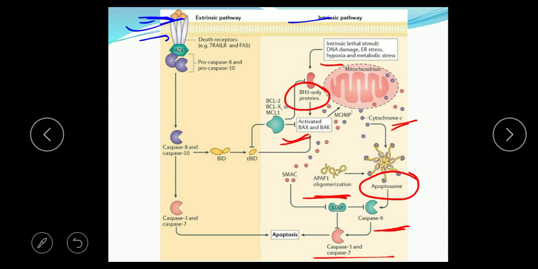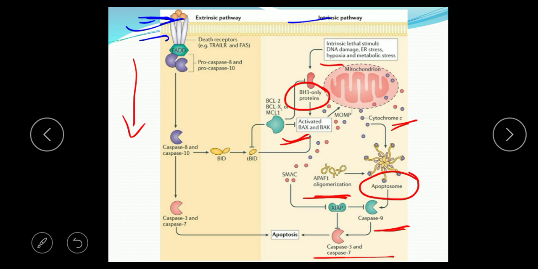The substances that were inhibiting or inactivating the nucleases or proteases get cleaved, get cut out, and the nucleases and proteases are activated, and they will start disintegrating the nucleus and cytoskeleton of the cell, and finally they will disintegrate. There will be the formation of many blebs, and then other phagocytic cells will come and engulf the cellular debris, and the cell dies and the apoptosis process completes. Okay guys, so this was the intrinsic pathway, and this is the extrinsic pathway.